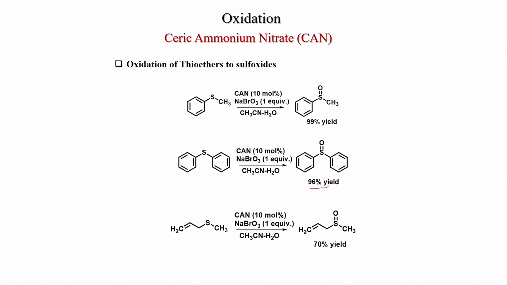Also where both alkyl groups are there on sulfur, this also is oxidized. One allyl and methyl group is there, under ceric ammonium nitrate 10 mole percent, sodium bromate 1 equivalent and acetonitrile water, it gives 70% yield of the sulfoxide product.